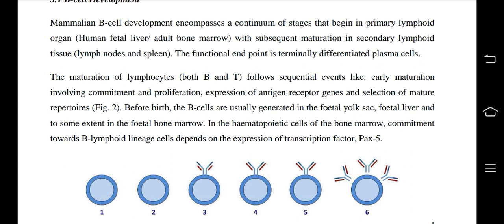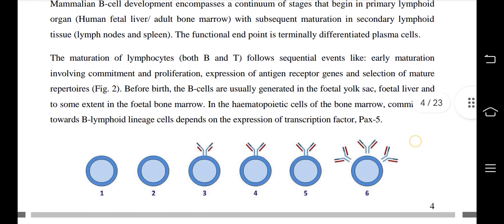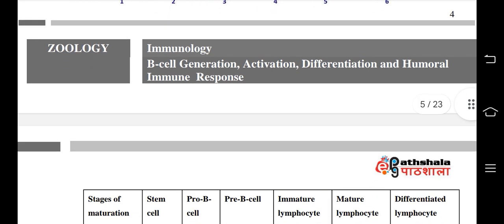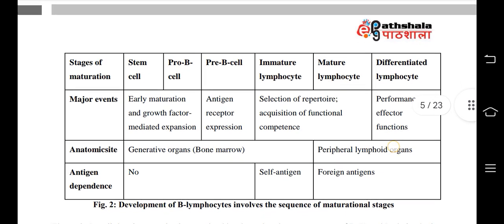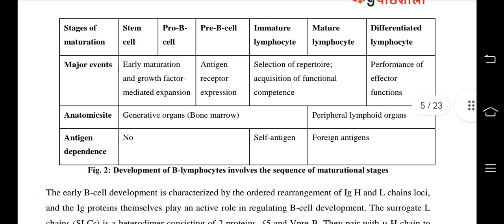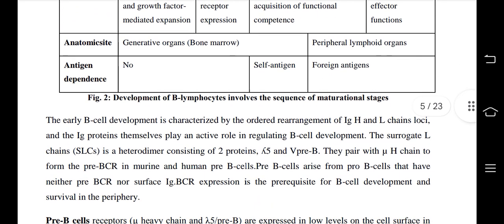Before birth, the B cells are usually generated in the fetal yolk sac, fetal liver, and to some extent in the fetal bone marrow. In the hematopoietic cells of the bone marrow, commitment towards B lymphoid lineage cells depends on the expression of transcription factor PAX5. Development of B cells: early maturation and growth factor mediated expansion, antigen receptor expression, selection of repertoire, acquisition of functional competence, performance of effector functions, generative organs, peripheral lymphoid organs, self-antigen, foreign antigen.